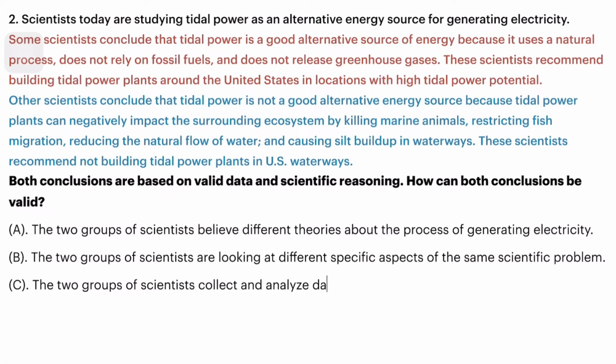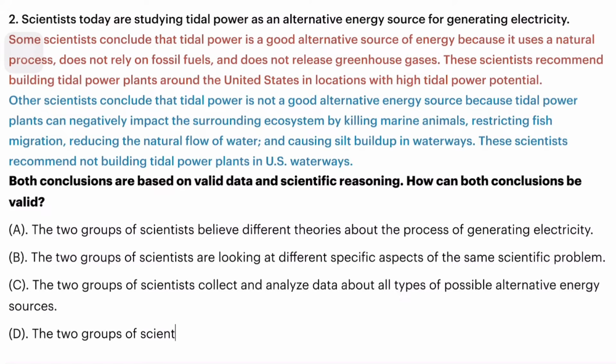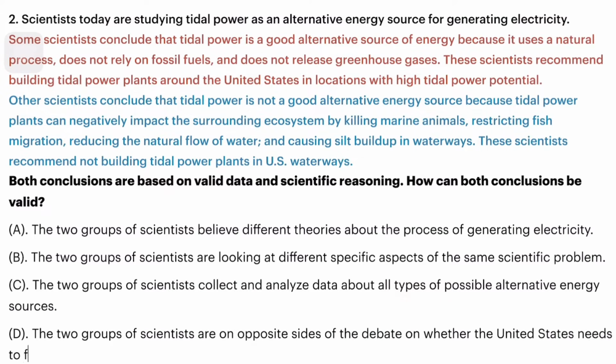A. The two groups of scientists believe different theories about the process of generating electricity. B. The two groups of scientists are looking at different specific aspects of the same scientific problem. C. The two groups of scientists collect and analyze data about all types of possible alternative energy sources. D. The two groups of scientists are on opposite sides of the debate on whether the United States needs to find clean alternative energy sources.